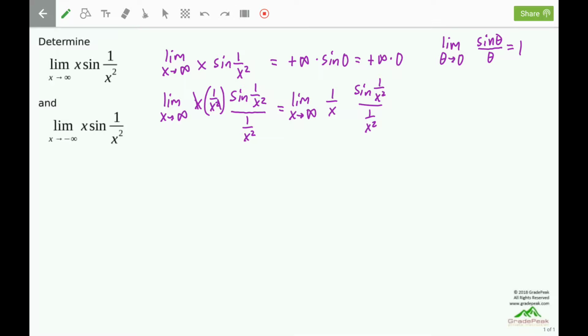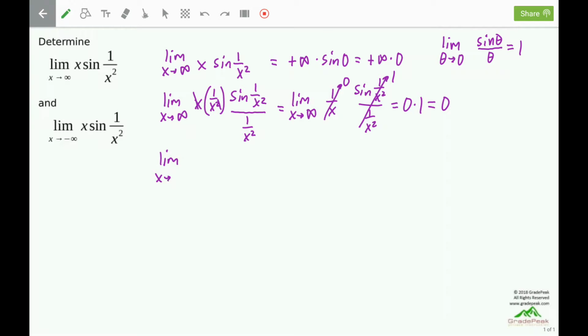1 over x squared does go to 0 as x approaches positive infinity, and it is phase matched, so it follows the identity, and that will limit to a 1. We can now plug a positive infinity in for any remaining x's. We have a 1 over x. As x approaches positive infinity, 1 over x will go to 0, and the result is 0 times 1, which is equal to 0.